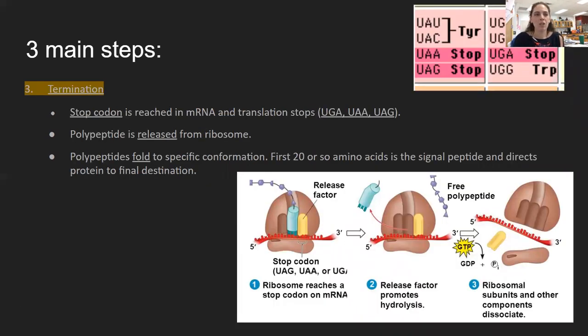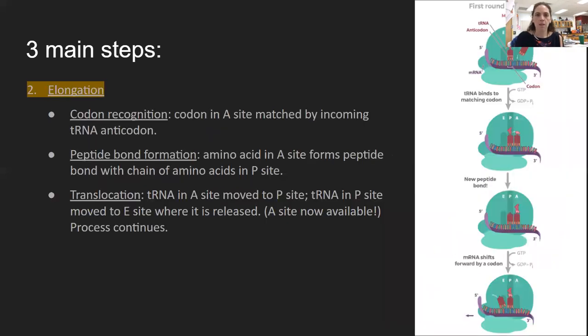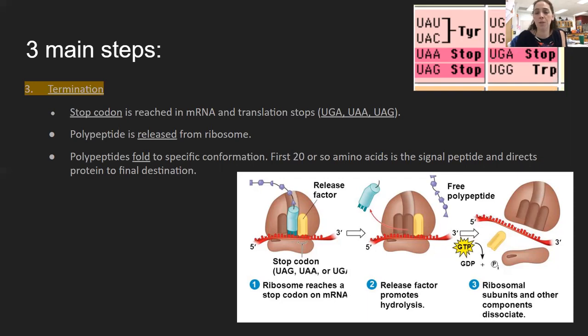Third step then is termination. Elongation continues until all amino acids are attached. Oftentimes proteins are hundreds to thousands of amino acids long. So that process continues until a stop codon is reached. So here we've got our stop codon there in the A site. There are no tRNAs that have the correct anticodons. So we've got 3 codons that say stop.